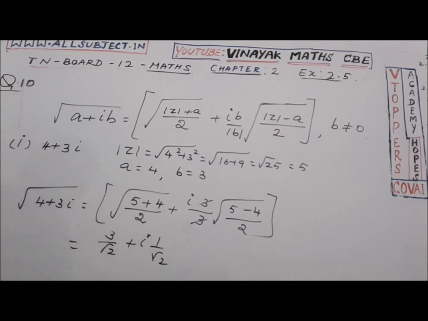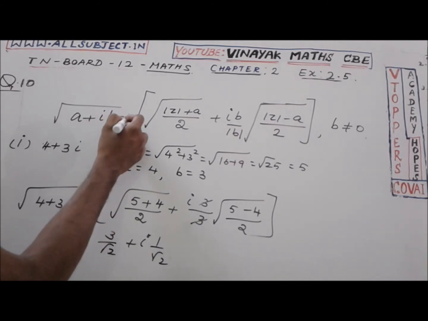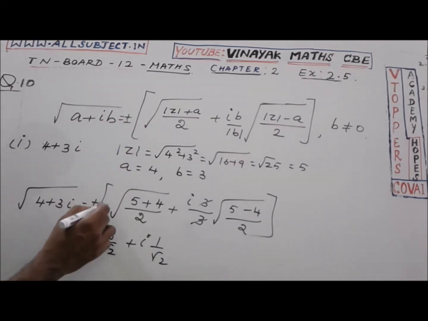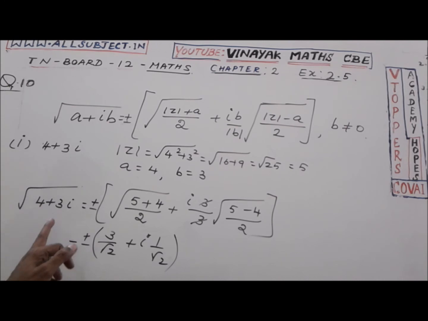Here we have got the result. When taking a square root it will be plus or minus, so in the formula itself we add plus or minus. So the square root of 4 plus 3i equal to plus or minus 3 by root 2 plus i into 1 by root 2.